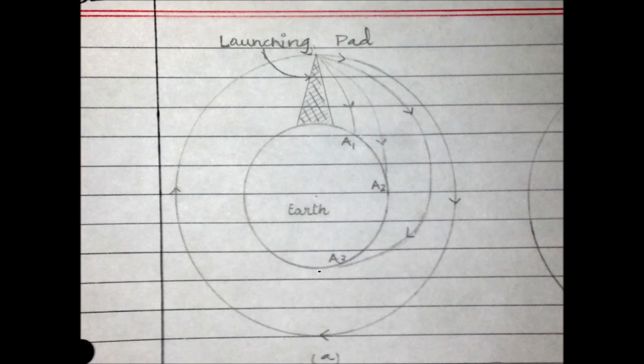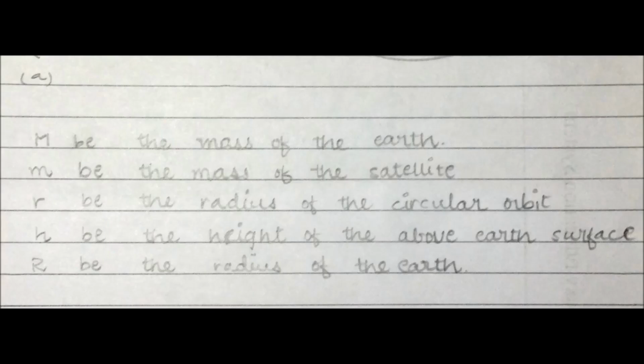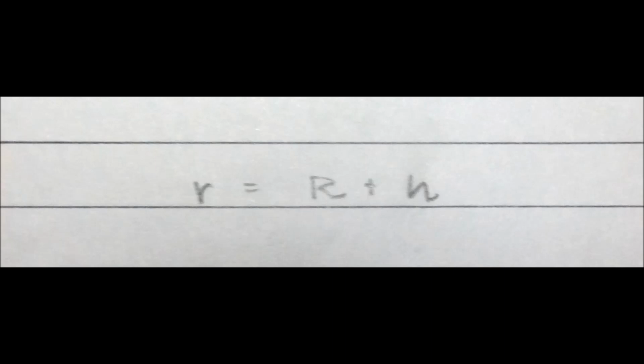Today we are going to derive the equation for the orbital velocity of a satellite around a planet. From the figure, let capital M be the mass of the Earth, m be the mass of the satellite, r be the radius of the circular orbit, h be the height of the satellite above the Earth's surface, and R be the radius of the Earth. Therefore, the radius of the circular orbit is equal to R plus h.